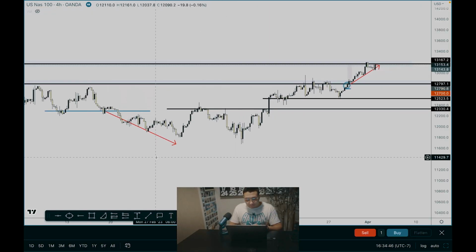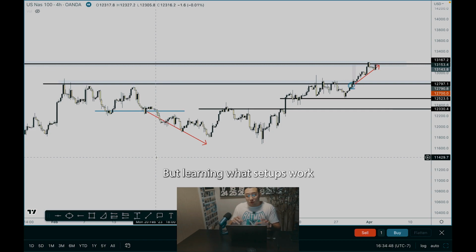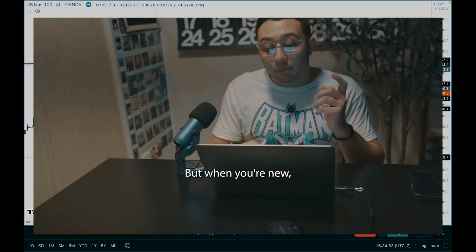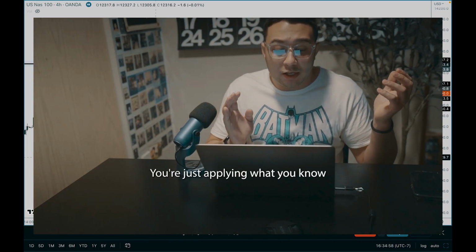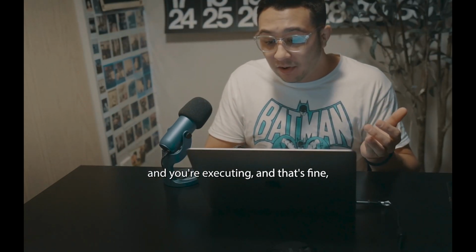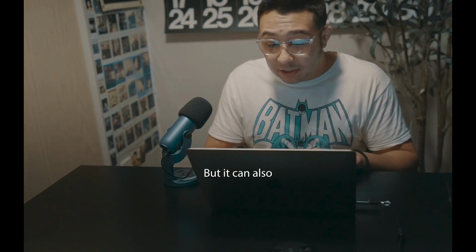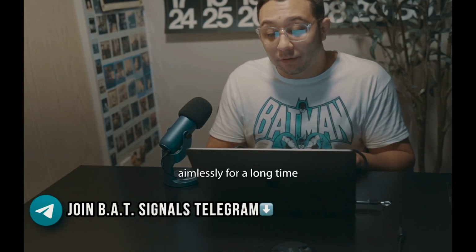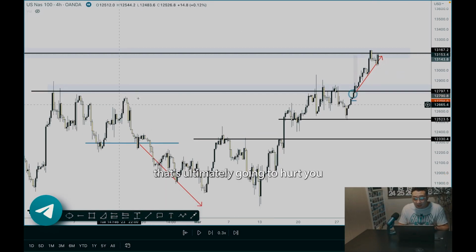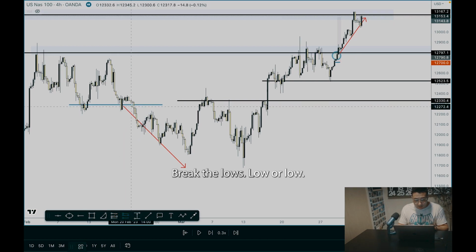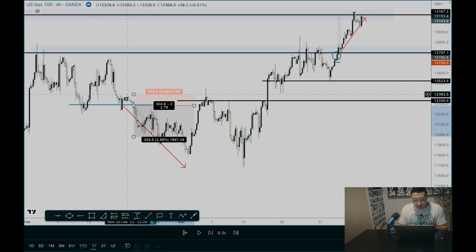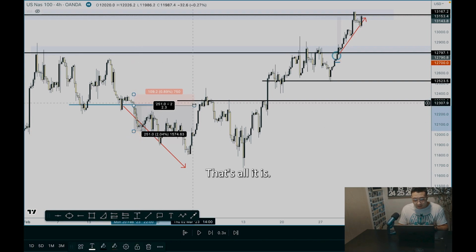But learning what setups work consistently and are high probability is what's going to help you out in the long run. When you're new, you don't necessarily understand what's high probability and what's not. You're just applying what you know and executing, and that's fine, that's how you learn. But you can also wander around aimlessly for a long time. That's ultimately going to hurt you and cost you a lot of money. So same concept. Break the highs, higher high, break the lows, lower low. Right here. Very similar concept. That's all it is.